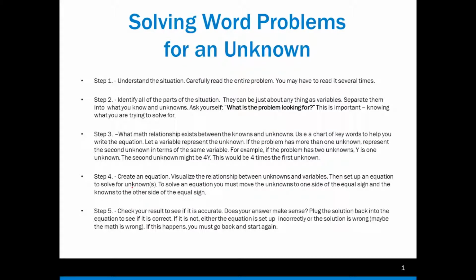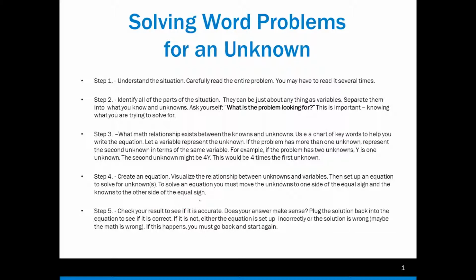Step 5, you check your result to see if it's accurate. Does the answer make sense? You plug your solution back into the equation to see if both sides are equal, to see if it's correct. If it isn't, either the equation is set up incorrectly, or maybe you did something wrong, like you did the math wrong. If this happens, you kind of have to go back and start again. So let's move on to the next slide.